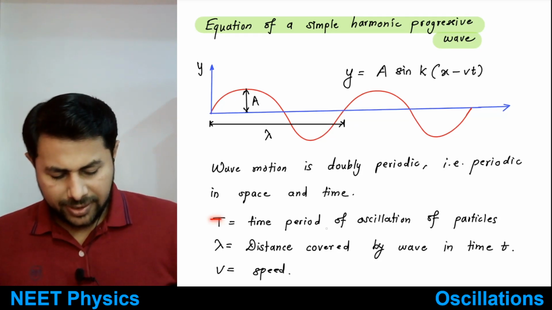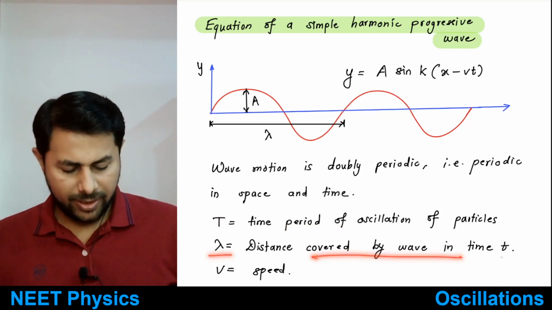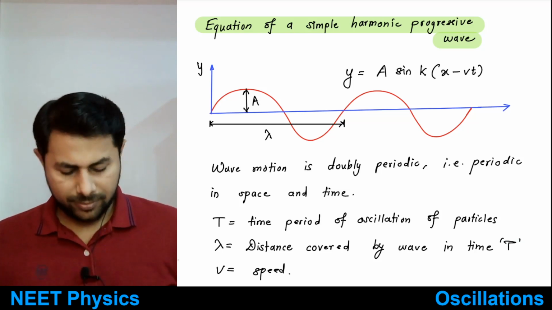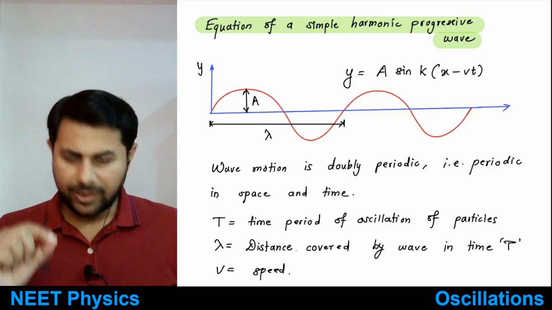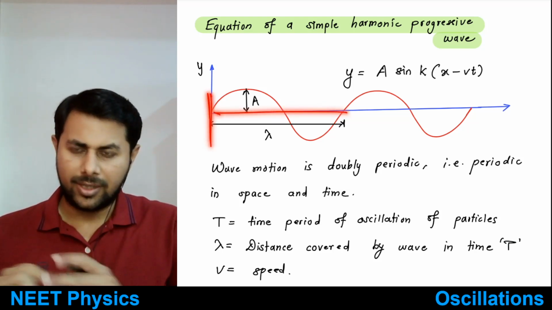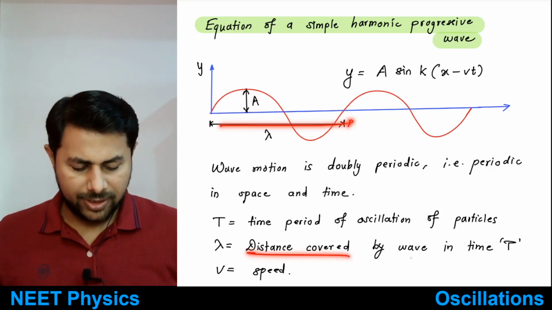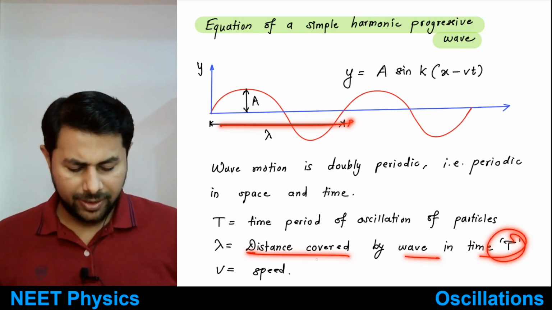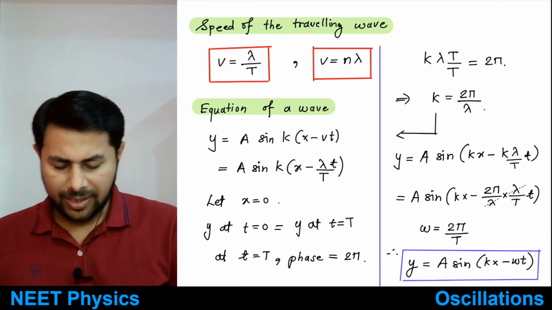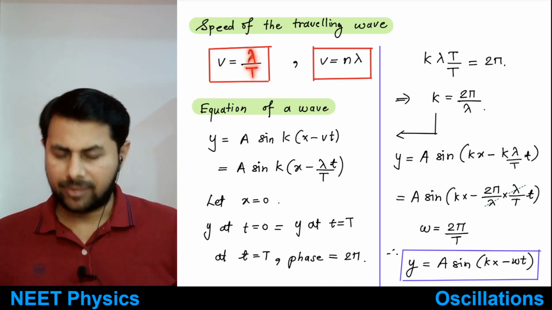So suppose T is the time period of oscillation of particles and lambda is the distance covered by the wave in time equal to capital T. So when one particle completes one oscillation, the wave will reach up to this much distance. So this distance is known as the wavelength. It is the distance covered by the wave in time equal to capital T, and suppose v is the speed. Then we can say v is equal to distance covered divided by time taken. So v is equal to lambda by T, v is equal to lambda divided by T.